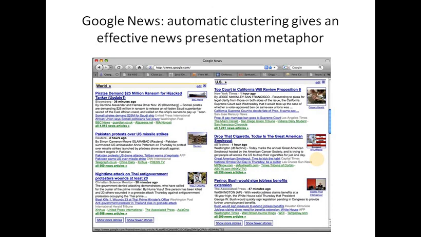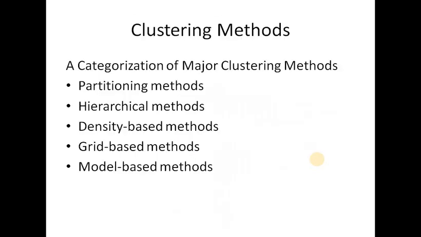So this is Google News. As you can see, automatic clustering gives an effective news presentation metaphor. So if a user is just looking for some data and types any keyword, the keyword will be divided into some metadata.